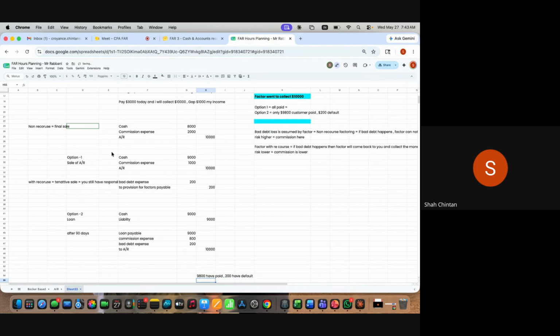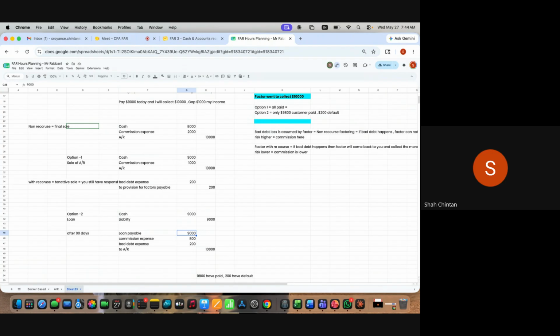अब यहाँ पर कहना है कि हम लोग estimate नहीं कर पा रहे थे कि कितना bad debt होगा, but now we have the actual details available, how much have paid and how much have defaulted. So what we are saying is that let's close your accounts receivable of $10,000 now. आपको cash तो already factor दे चुका है, so let's close the liability account also.